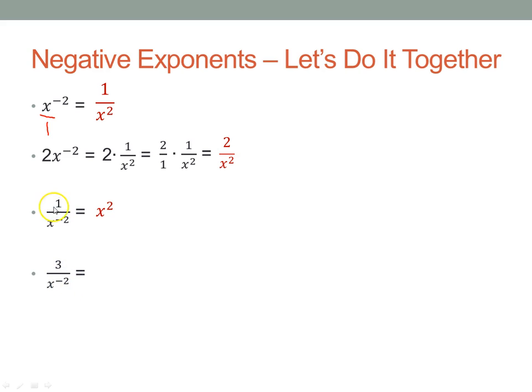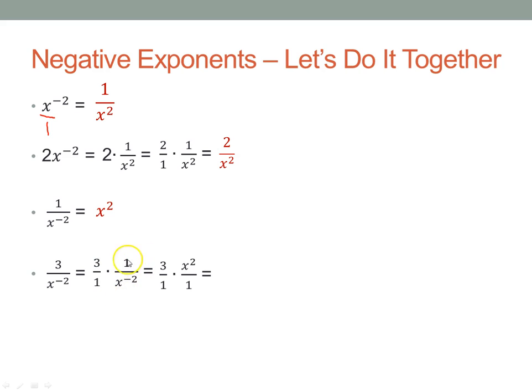The only difference between these two is I changed this 1 to a 3. And just to show you here, this 3 is really 3 over 1. And then, just as I did above on this one, I'm going to multiply my numerators. 3 times 1 is 3, and 1 times... Well, oh, I'm sorry, I have to flip this first. I forgot I have to flip this.